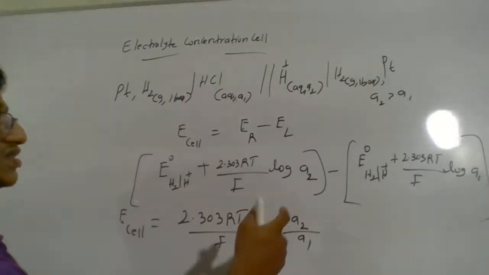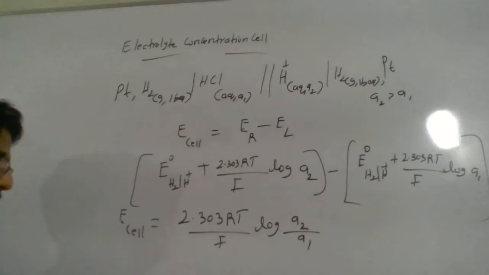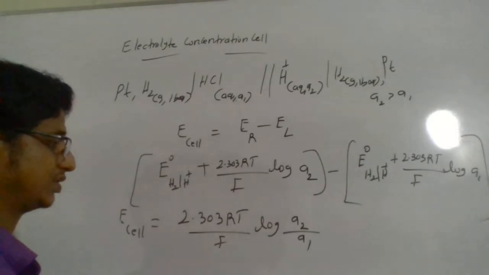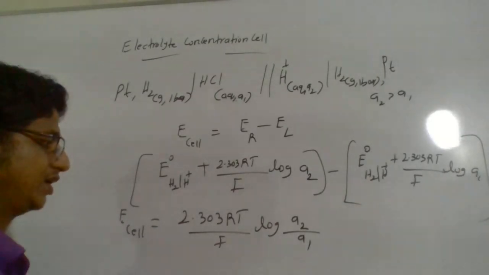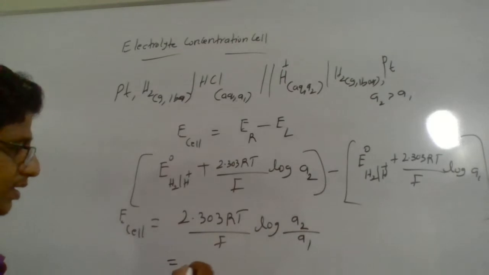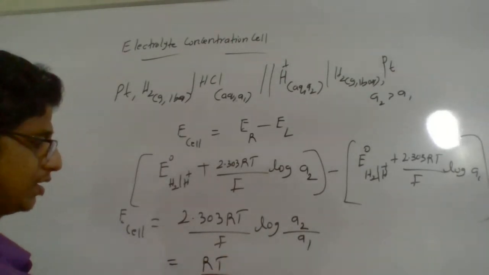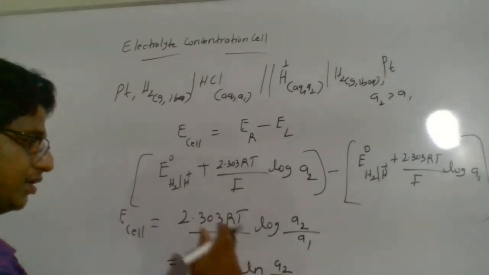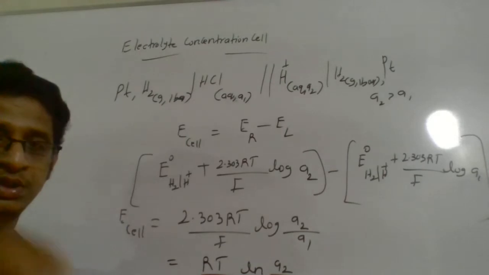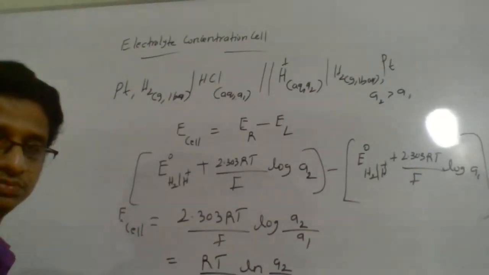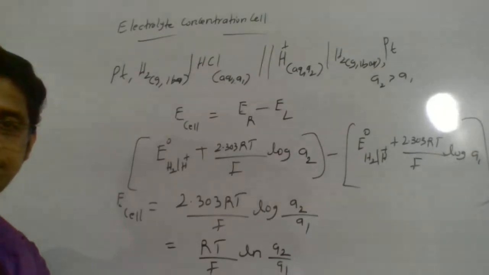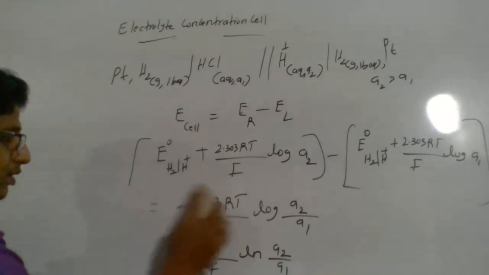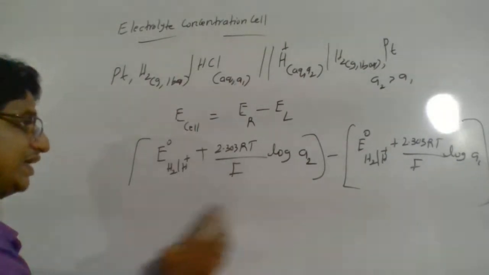So you can see the concentration of A2 is greater, the concentration of A1 is lesser, so E cell will always be positive because you have an expression 2.303 RT by F log A2 by A1. If you want to express it in ln, it will be RT by F ln A2 by A1. For converting ln into log, we are multiplying by 2.303. So that's the way you can represent it. Right. So that's all about the electrolyte concentration cell without transference.